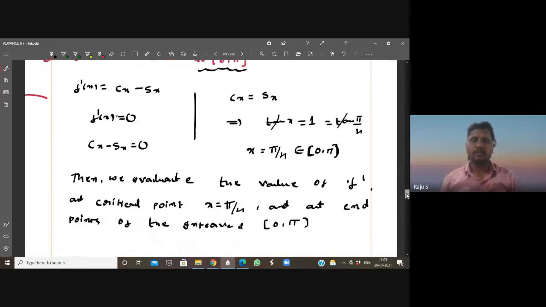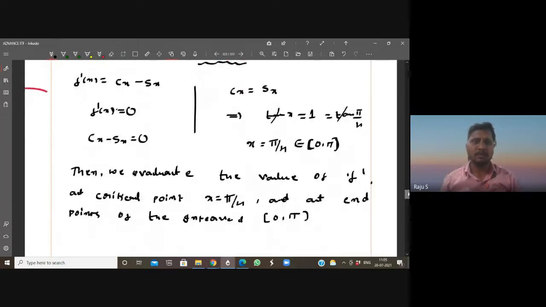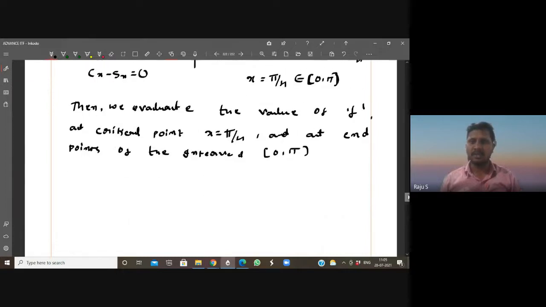To find the absolute maximum and absolute minimum, find f dash of x equal to 0, and we will get a critical point. So we evaluate the value of f at the critical point x is equal to pi by 4 and at the end points of the interval 0 to pi. All of you find that value.